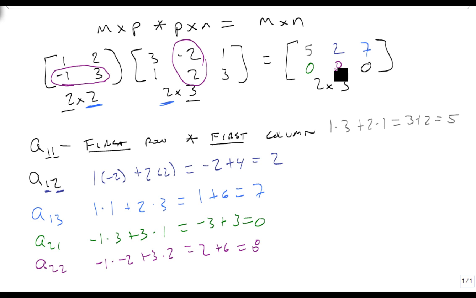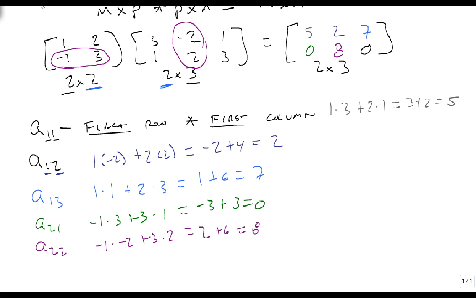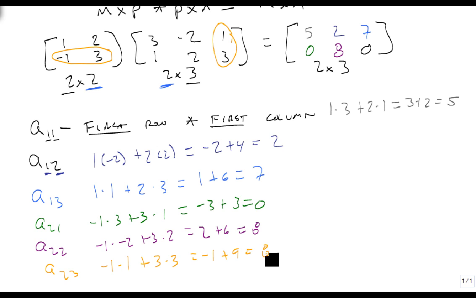Now we've only got one more to do. If we take our A23, this is going to be equal to second row, not 3, 3, this should be 2, 3. We don't have a 3, 3 in this one, or it would be third row, third column, but second row, third column is minus 1 times 1 plus 3 times 3, which is minus 1 plus 9, which is also 8. And I have finished doing my matrix multiplication.